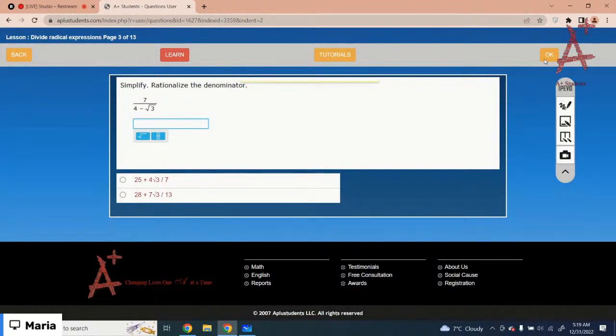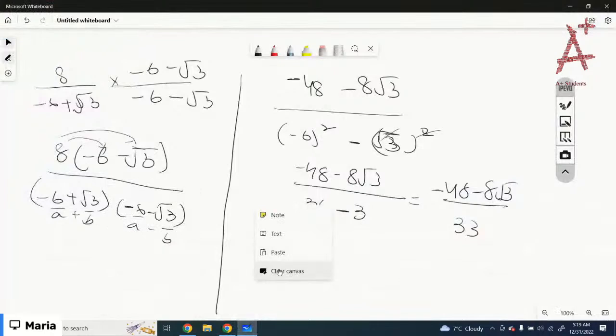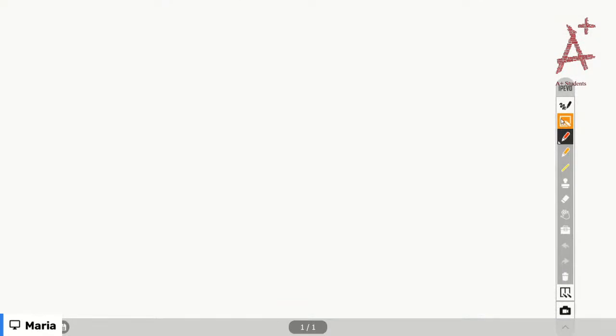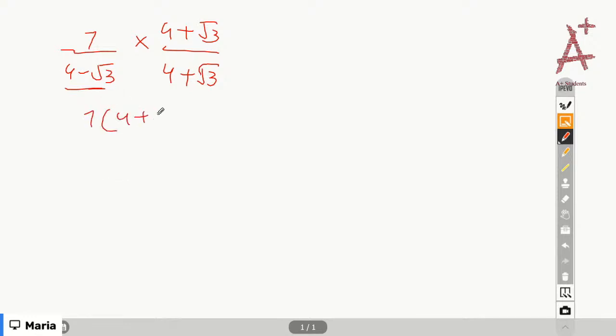Okay. The next one is 7 divided by 4 minus square root 3. So you have to multiply and divide with 4 minus square root 3's conjugate. The conjugate of 4 minus square root 3 would be 4 plus square root 3. Got it? Just multiply and divide with the conjugate. So it would be 7 times 4 plus square root 3.